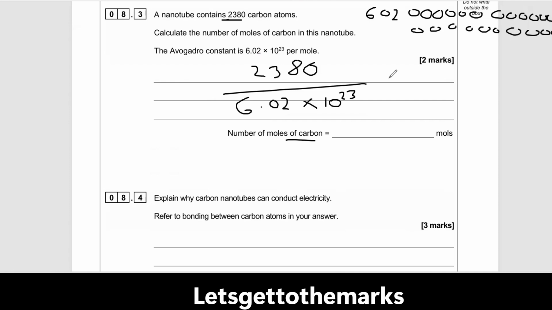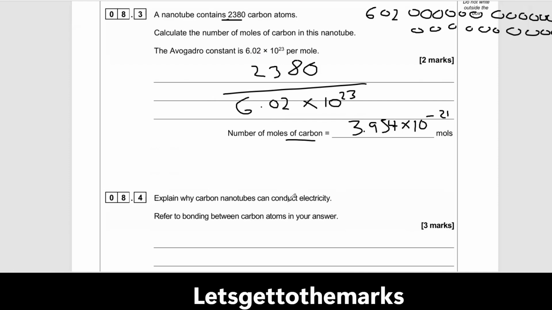All right, I got 3.954 times 10 to the minus 21. So 3.954 times 10 to the minus 21. So that's 21 zeros in front of the three. It's a really small amount of moles of carbon.